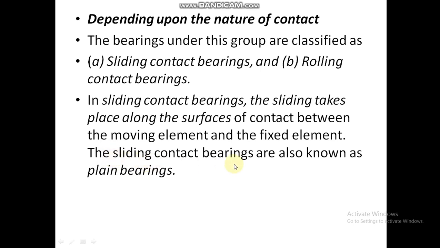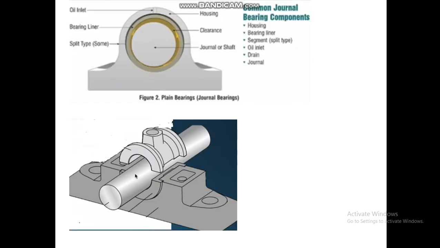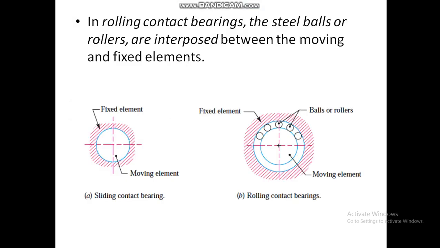The sliding contact bearings are also known as plain bearings. So these are also called plain bearings. So what is a rolling contact bearing? In a rolling contact bearing, the steel balls or rollers are interposed between the moving and fixed elements.